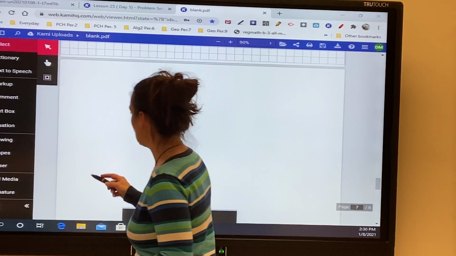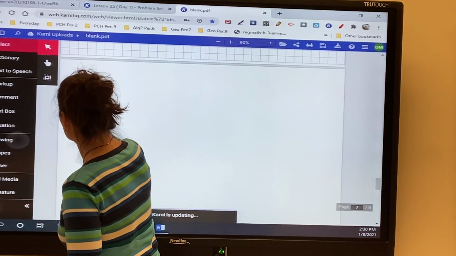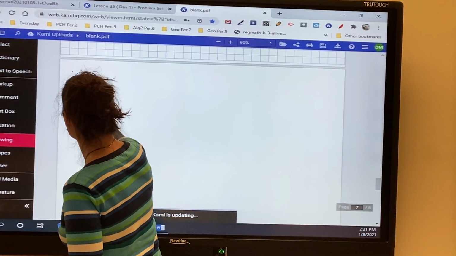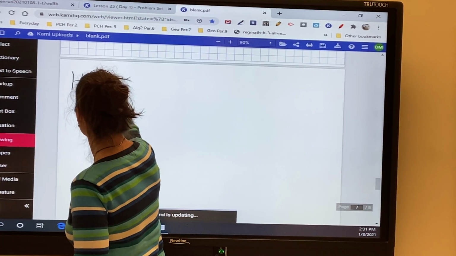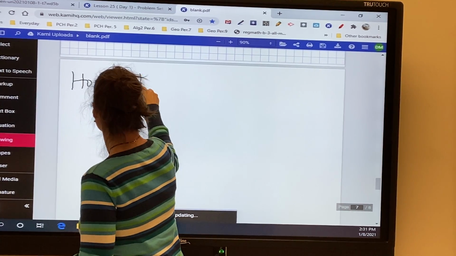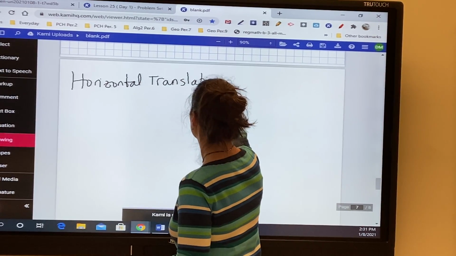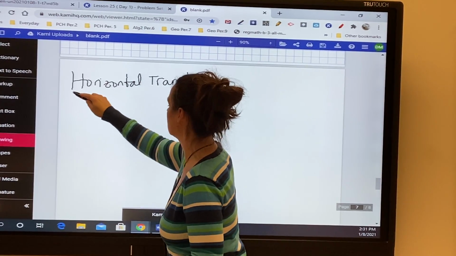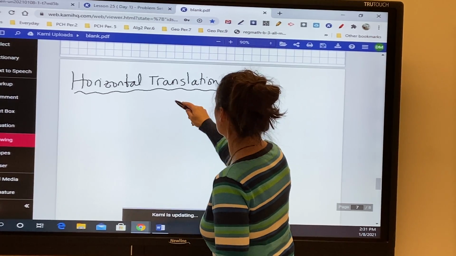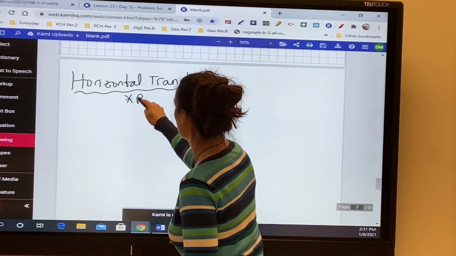Okay, so let's jot that down. What our topic will be here. Horizontal translations, otherwise known as phase shifts.